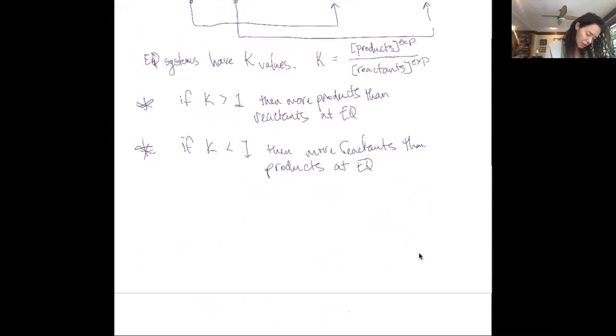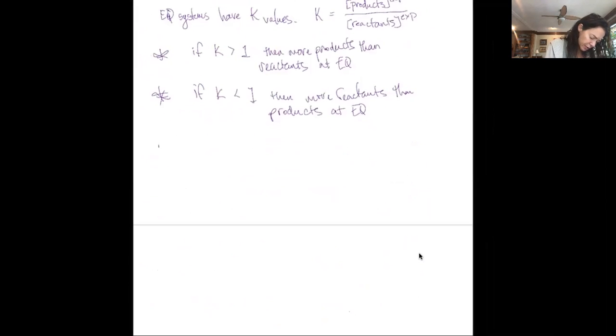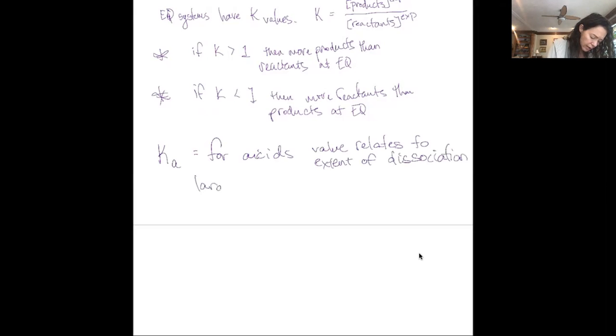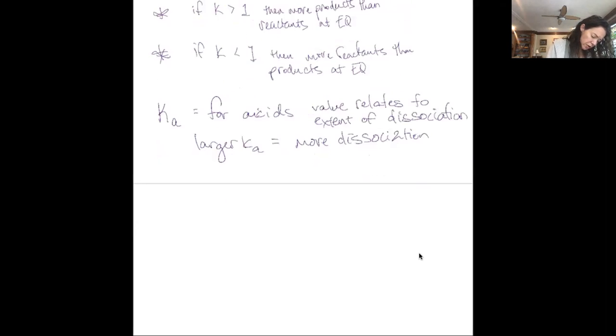Okay? Now, it is true that we have Kas for acids, right? The Ka value relates everything I just said to extent of dissociation. Larger Ka equals more dissociation. Simple as that. We also have Kb values for bases.